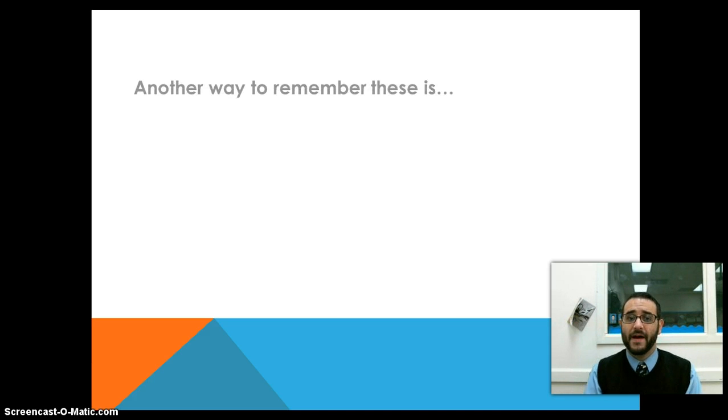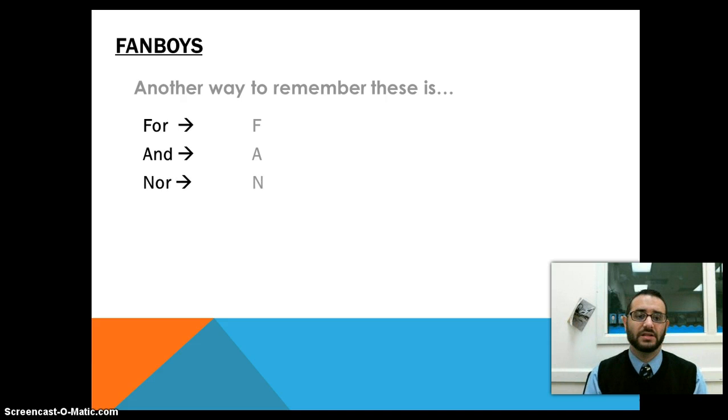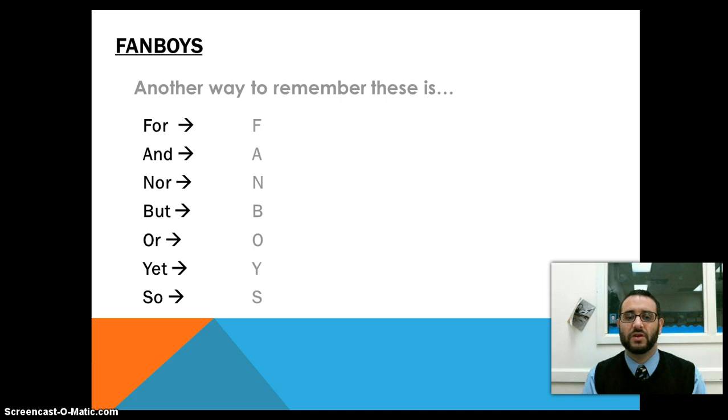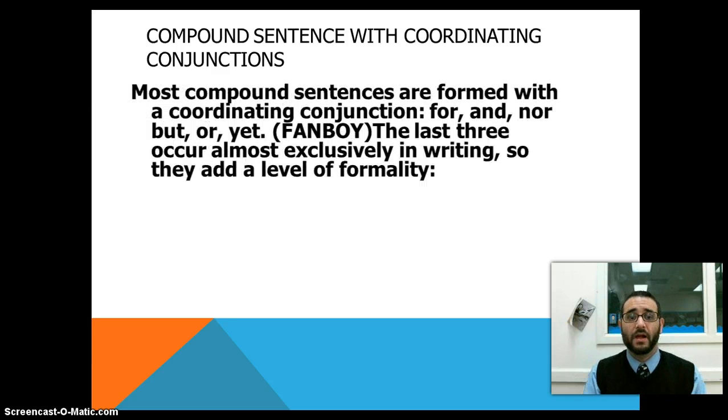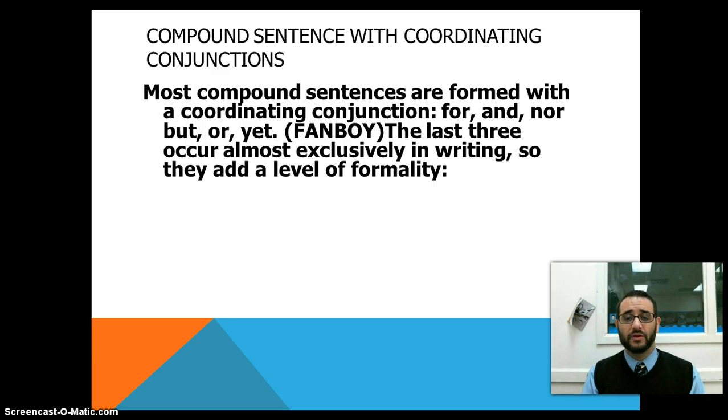An easier way to remember that is the acronym FANBOYS. F stands for for, A stands for and, N stands for nor, B stands for but, O stands for or, Y stands for yet, and S stands for so. These are an easy way to remember coordinating conjunctions. So a lot of times when you see these words with two independent clauses, that's how you know it's a compound sentence.